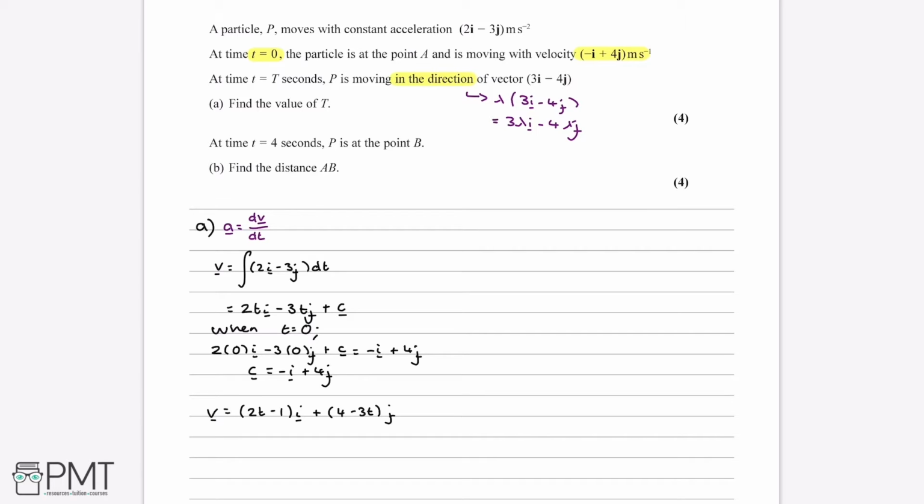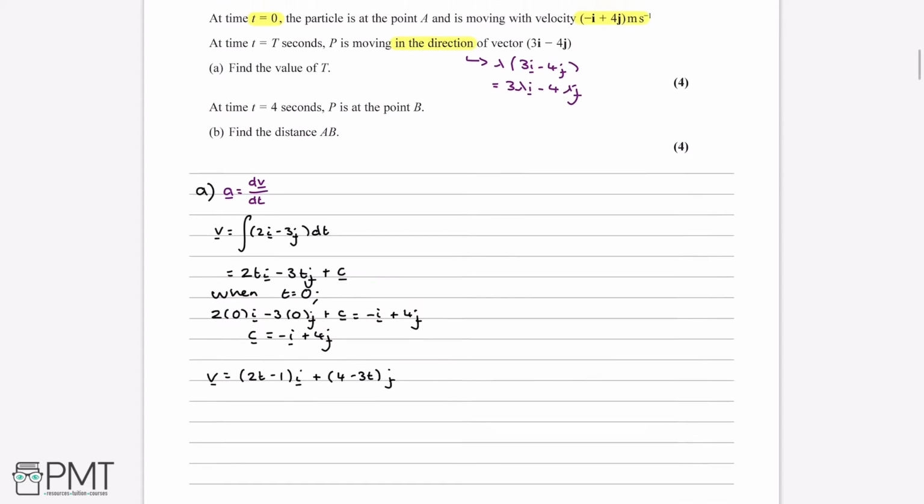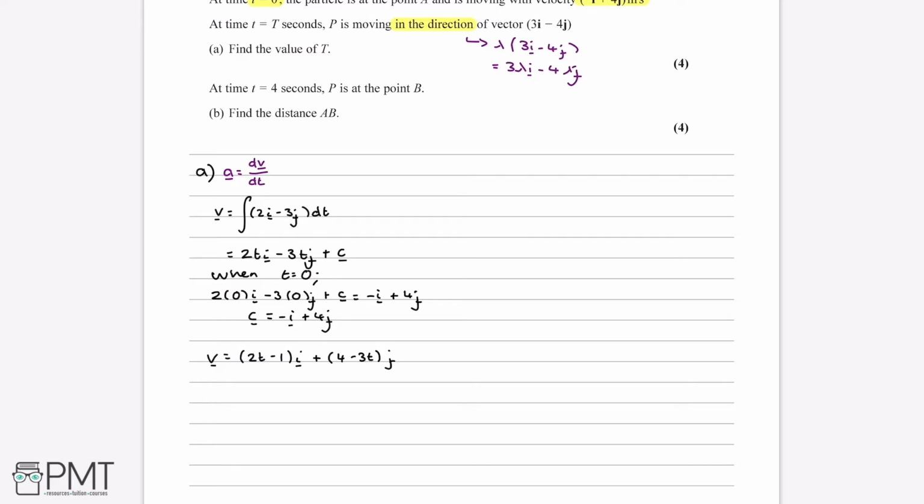And therefore, if we say that at time t equals capital T seconds, the velocity is equal to this 3 lambda i minus 4 lambda j, we can actually solve for t. So if we say that when t is equal to capital T, and then we write out this whole expression, but we replace t with capital T, and then this is all equal to 3 lambda i minus 4 lambda j.